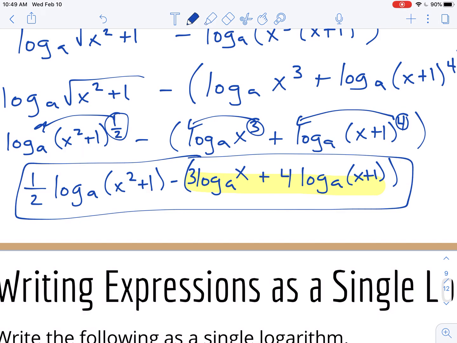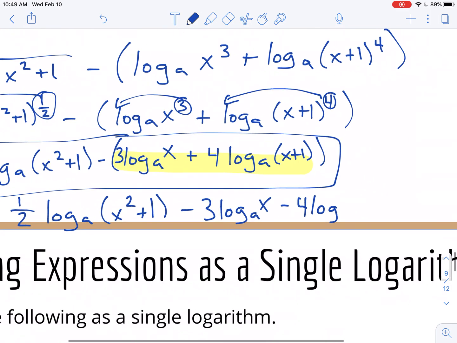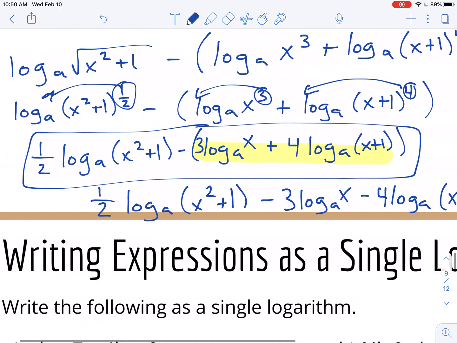The other thing that I can do is distribute that negative. So this could become 1/2 the log base a of x squared plus 1 minus 3 times the log base a of x minus 4 times the log base a of x plus 1. The fact that I've got a negative going towards both terms lets me know that both of those terms are in the denominator. I'm dividing it still. I've distributed a negative among something that was being multiplied on the inside. That's just an application of the distributive property.